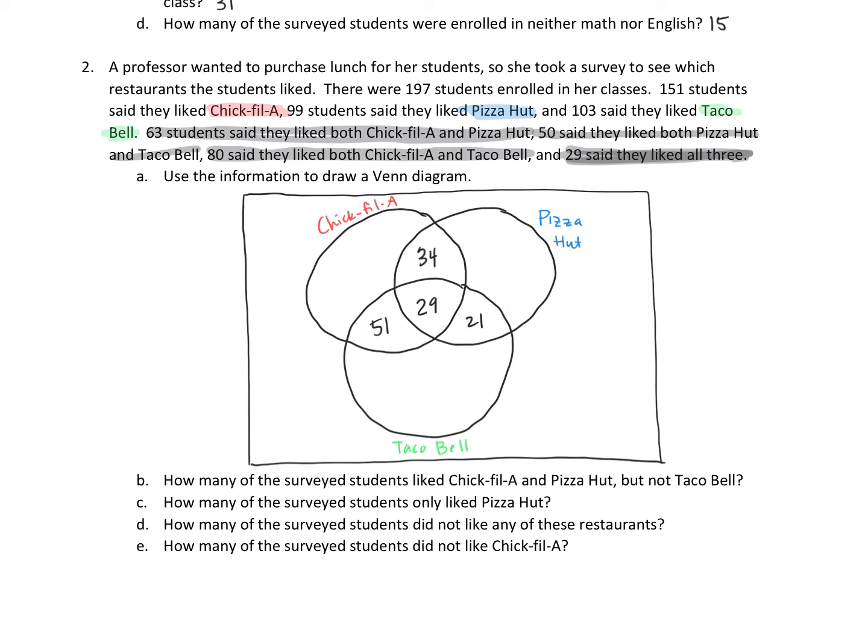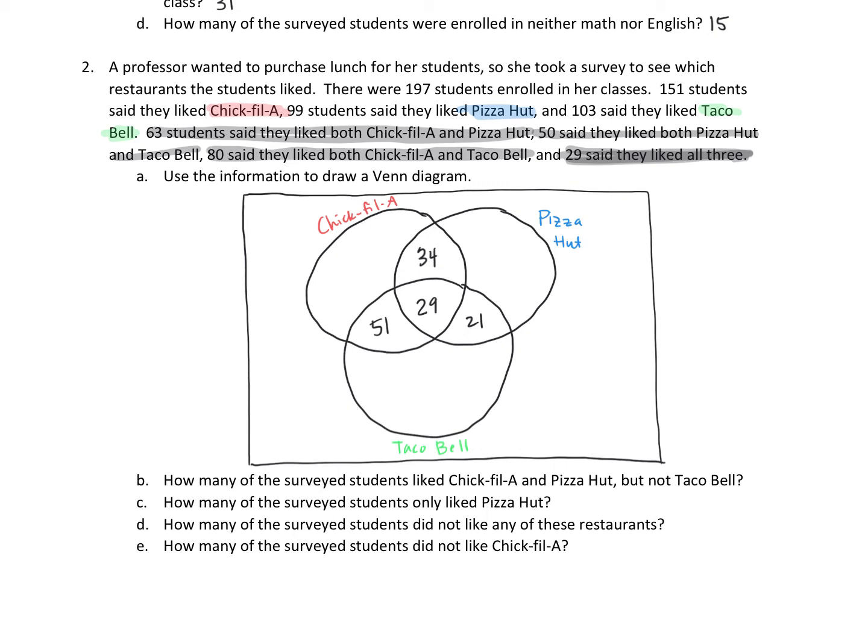Okay, now you want to go in and fill in the other part. So it said 103 like Taco Bell. So that means the entire Taco Bell circle, 103 people like Taco Bell. So this whole circle, all the numbers in the 4 sections within that Taco Bell circle has to add up to 103. So I can add up all the numbers that are already in there. So 51 plus 29 plus 21. That's 101.